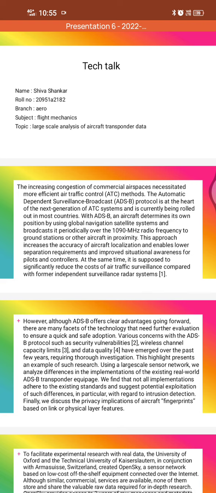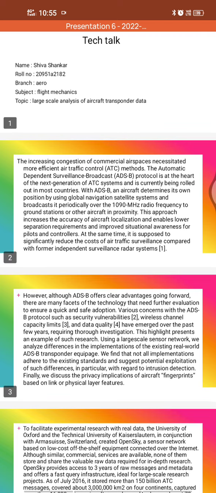Today's topic is large scale analysis of aircraft transponder data. The increasing congestion of commercial airspace necessitated more efficient air traffic control (ATC) methods. The Automatic Dependent Surveillance-Broadcast (ADS-B) protocol is the heart of the next generation of ATC systems and it is currently being rolled out in most countries.